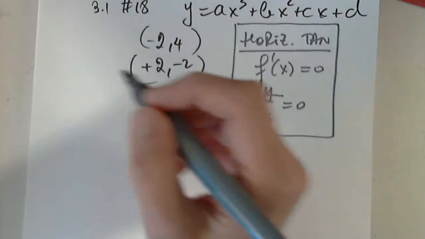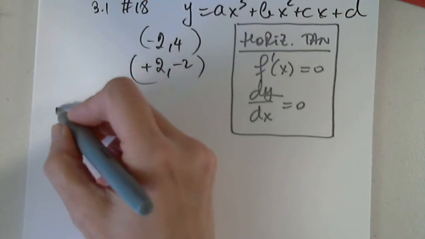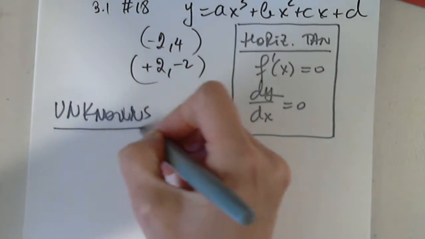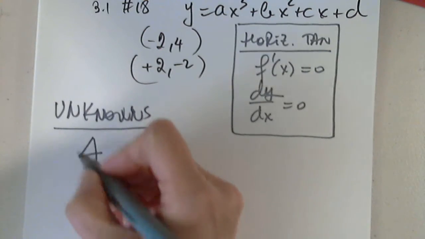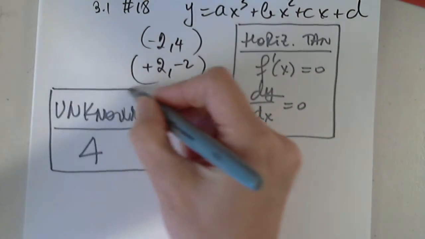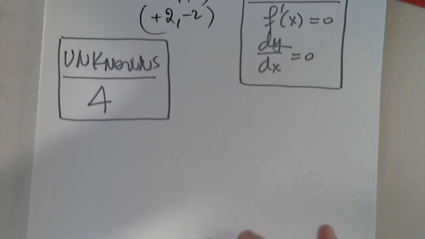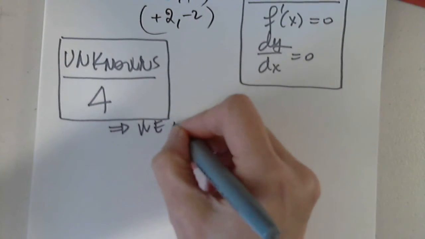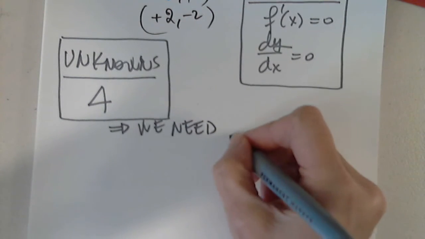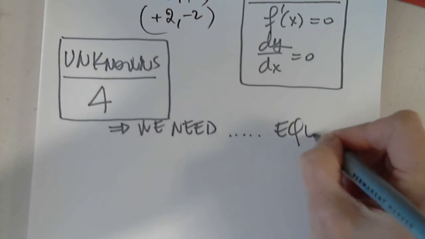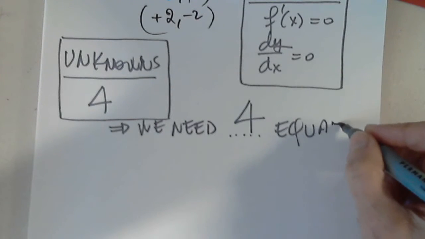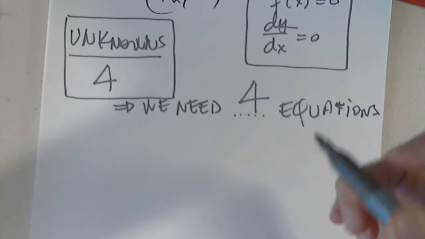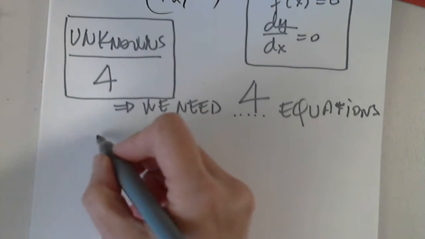Obviously, first of all, let's establish how many variables we have here. How many unknowns? 4. Excellent. Well done. 4. How many equations we need? Do we need 4? Absolutely 4 equations. Good. So let's find y prime first, or dy over dx.